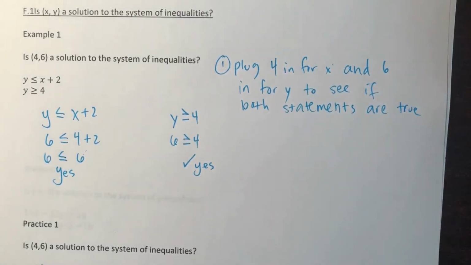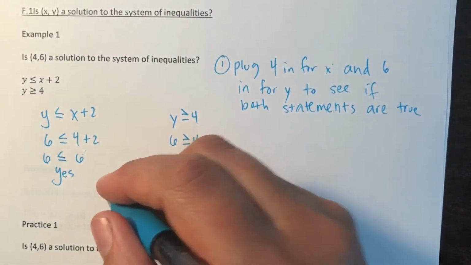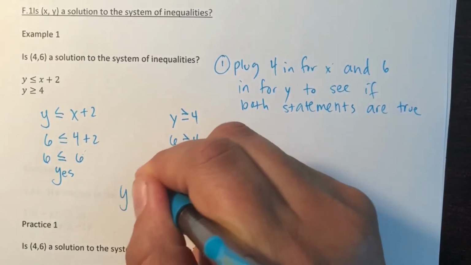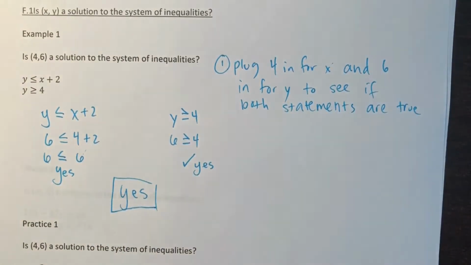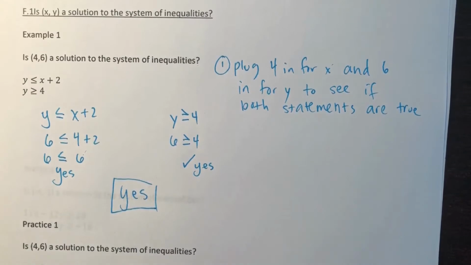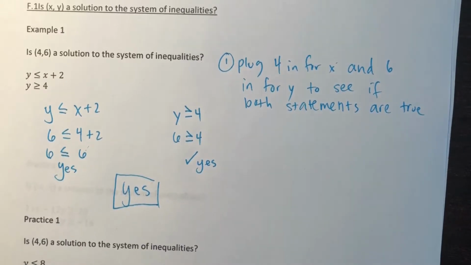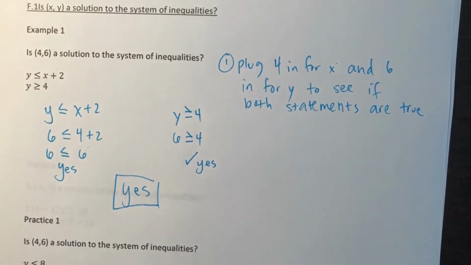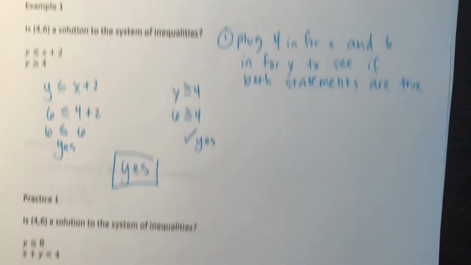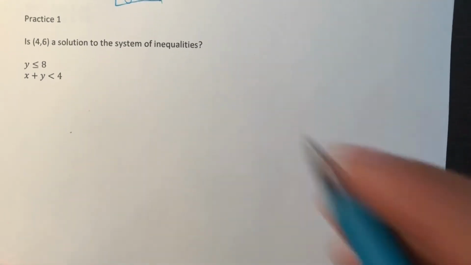So since you have the greater than or equal to symbols, you're able to say that yes, (4, 6) is a solution because it's one of the points that would fall within the shaded region, which we'll get to next when we graph these two equations. So go ahead and pause the video and try this on your own.